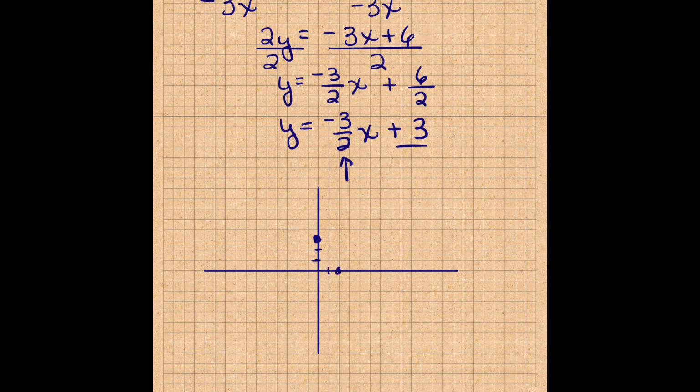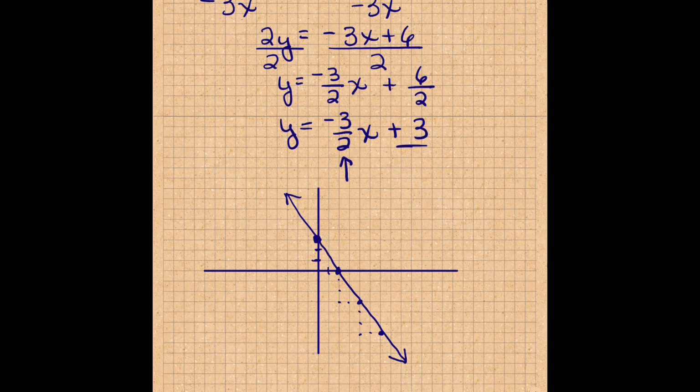And we could do that again if we want. 1, 2, 3, 1, 2. And I'm going down because of that negative 3. I'm not even going to bother to straighten out that line because I know what happens.